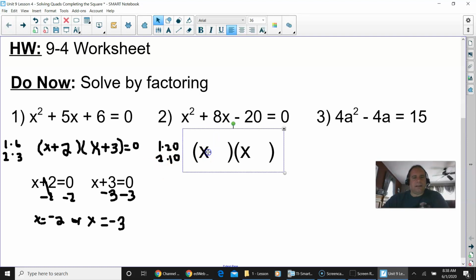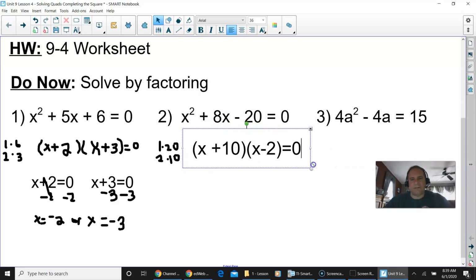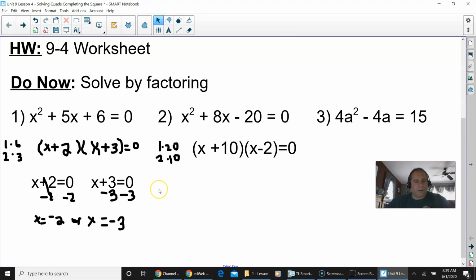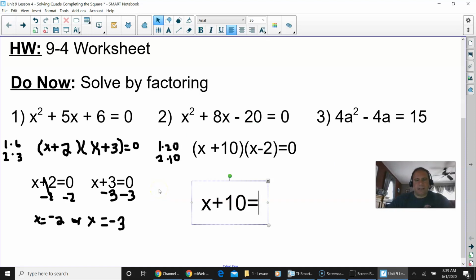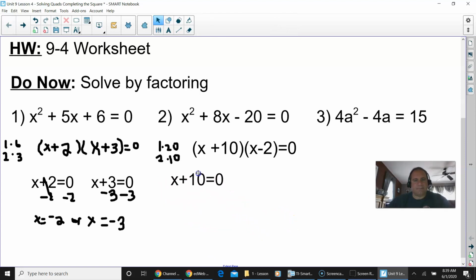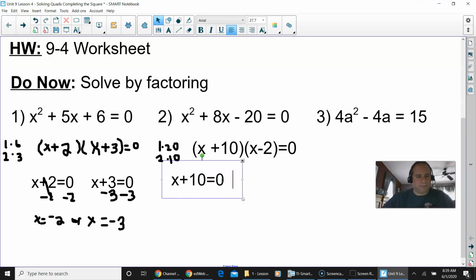So remember, it has to be a positive 8. So I'm going to put the 10 in as positive, and the 2 in as that negative. And remember, you could check it out. 10 times -2 is -20. 10 minus 2 is positive 8. Remember that all equals 0. So we're going to split that up: x plus 10 equals 0, and x minus 2 equals 0.